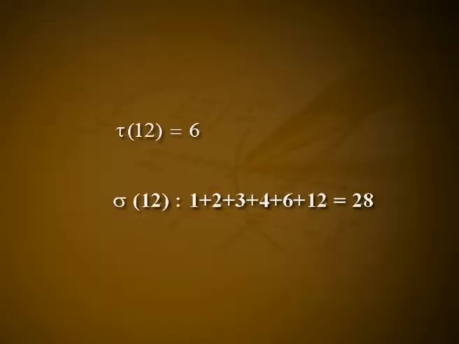Example 1. Let n equal 12. Since all the positive divisors of n are 1, 2, 3, 4, 6 and 12, tau of 12 is equal to 6. Sigma of 12 is equal to 1 plus 2 plus 3 plus 4 plus 6 plus 12, which is equal to 28. Example 2. Let n equal 5. Tau of 5 is equal to 2. Sigma of 5 is equal to 1 plus 5, which is equal to 6.